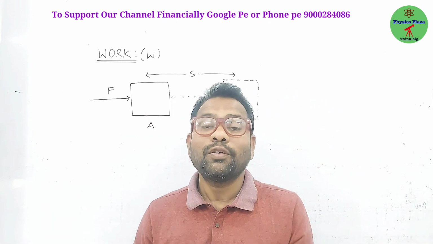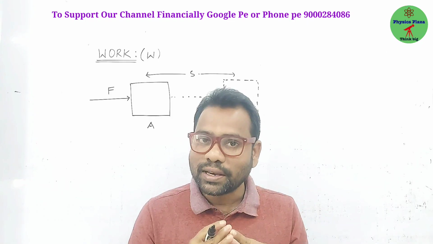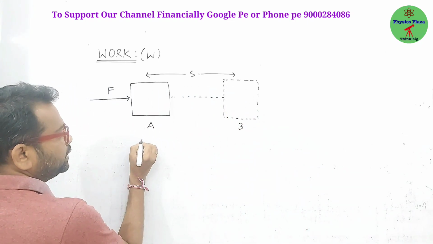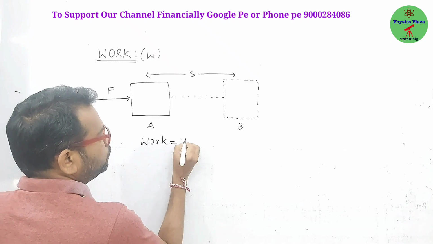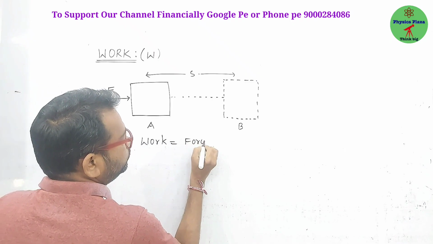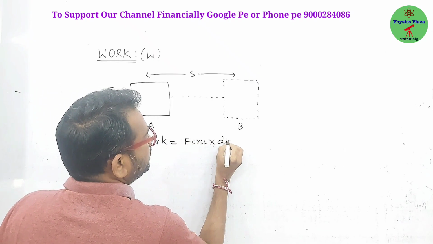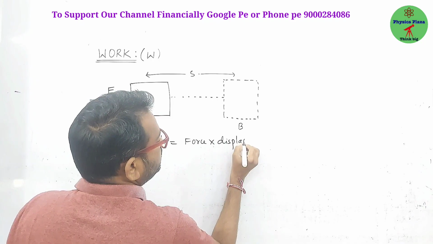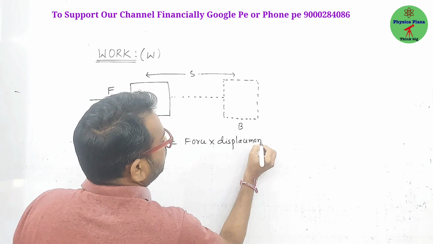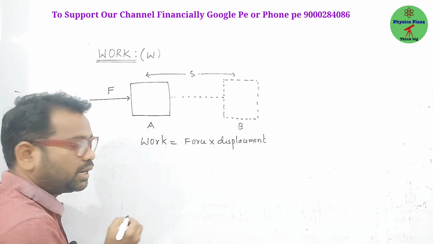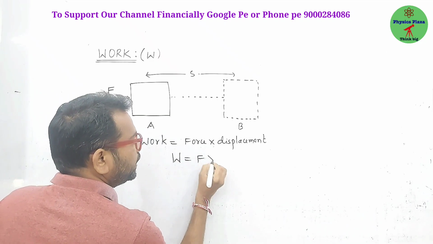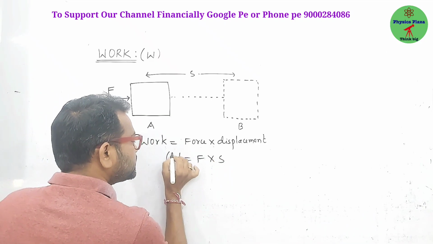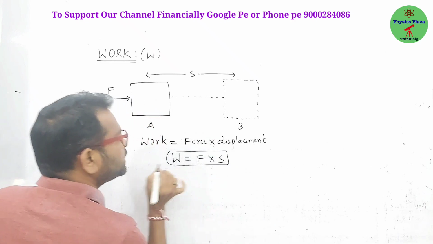Clear? Fine. Now let us see mathematically how we can calculate. Dear children, mathematically work is equal to force into displacement. Force into displacement. We can also represent it in symbols: W is equal to F into S. Yes, this is the formula to calculate.